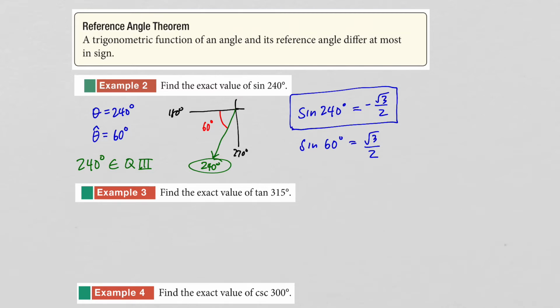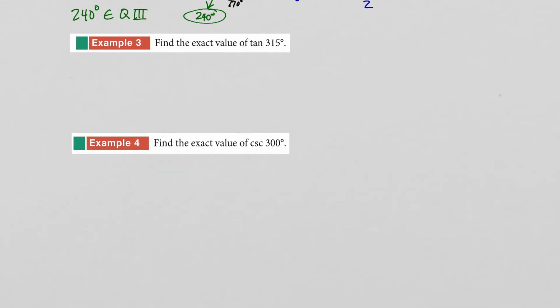Let's try another example. Here we want to find the exact value of the tangent of 315 degrees. So my angle theta is 315 degrees, and I need to find the reference angle for 315 degrees.